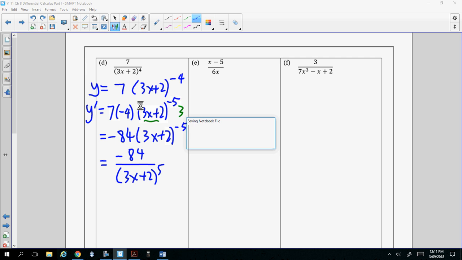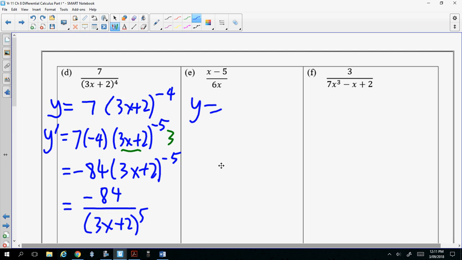All right, try the next one. What do I do next? Split. Yes, because it's got one term in the denominator. Yeah, amazing. You're amazing. Good. All right, let's go: x over 6x, 5 over 6x.